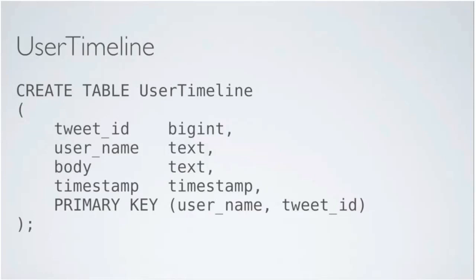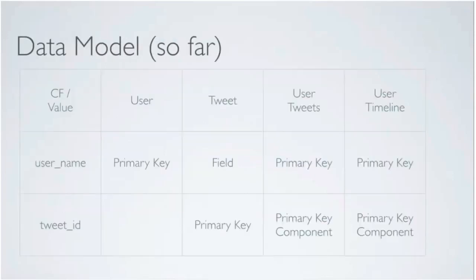The next table we would create would be a user timeline. So this would store tweets that I've sent as a user and tweets that I've received from users that I follow. Again, it's just the same as our user tweets table, so we won't do an example there, but we can now look at our data model and see how it's growing.